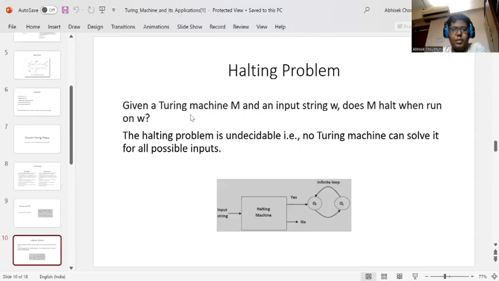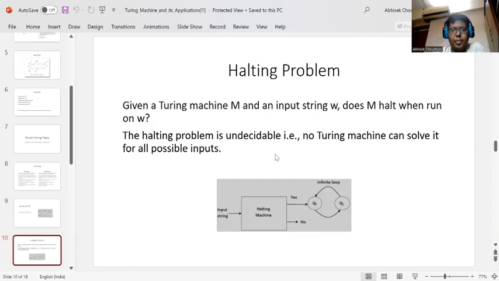Halting problem. So when we were talking about acceptor and transducer, I told about the halting state, the state where the Turing machine halts. But the question is, will the Turing machine ever halt? Will it reach the halting state? So that's what the halting problem is. For a given Turing machine M and an input string W, does M halt when run on W?